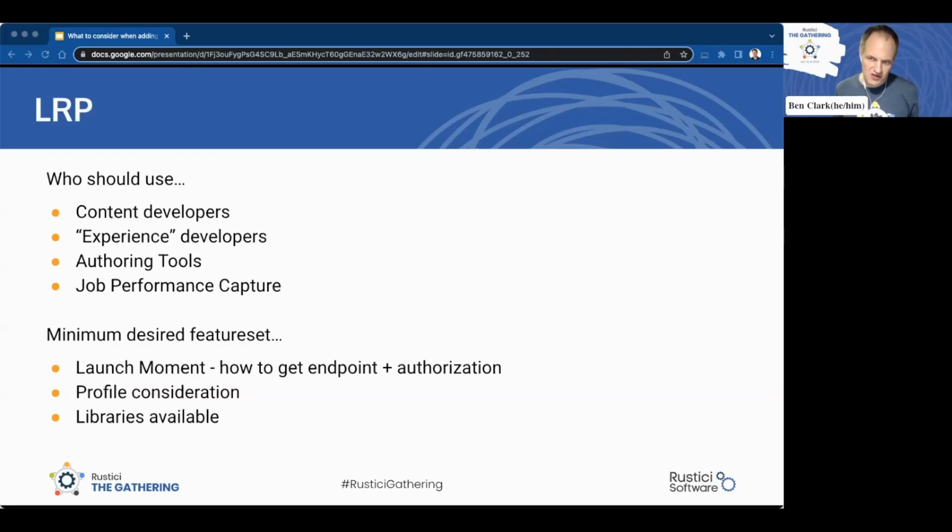Also, I want to note that there are some libraries available for helping you with acting as an LRP in a variety of languages that we've put out. I think some other folks have put out libraries as well. Some of them have been maintained better than others, but they're at least a good starting point.